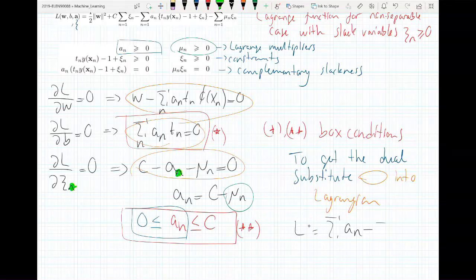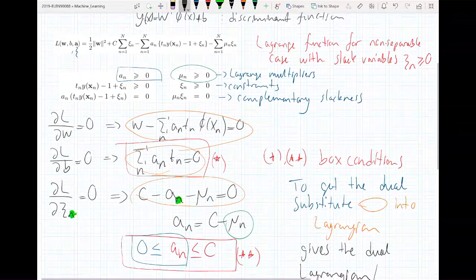Lagrangian gives me, maybe I just write it here, the dual Lagrangian. And that is in terms of the A's, right? That's in the slides. Okay? I refer to the specific slides for that one. Yeah, so that's the nice derivation.